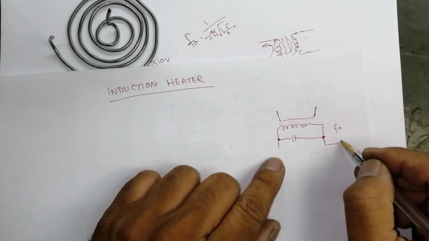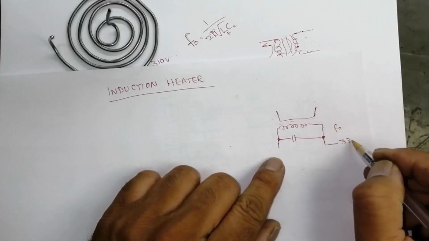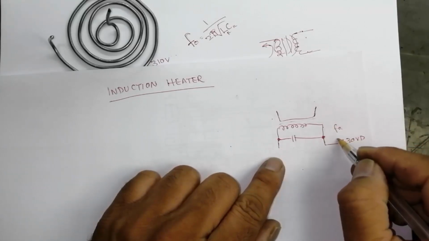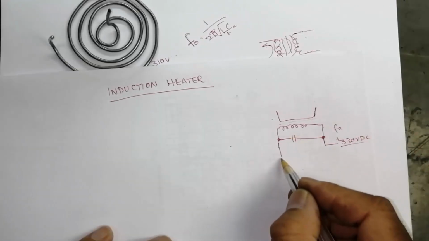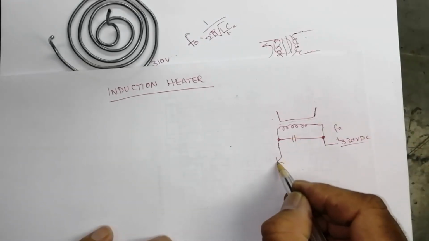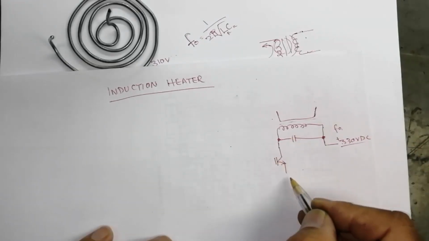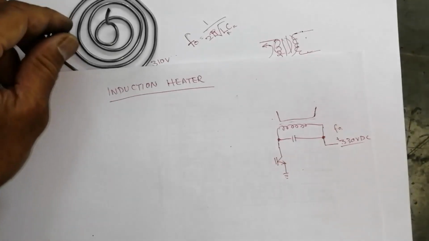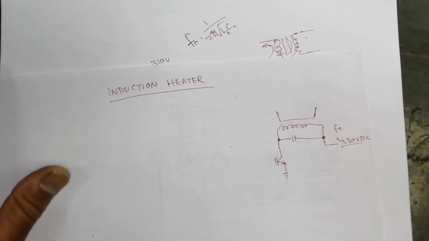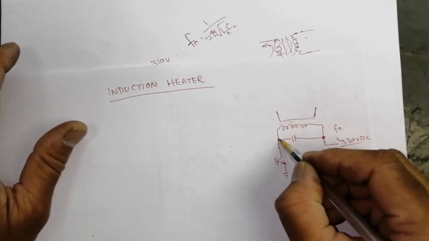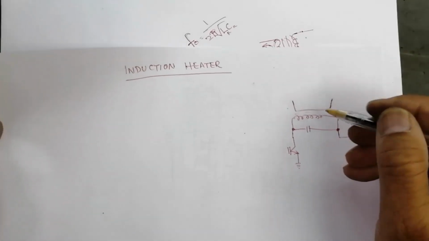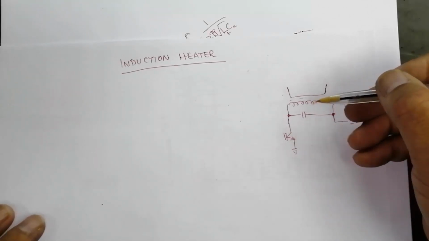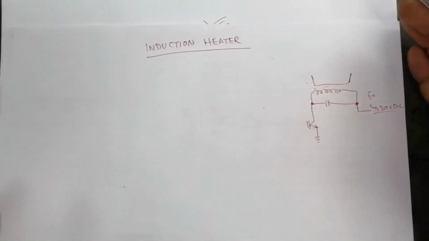So here we apply 330 volt DC positive. This side is connected to the IGBT and it is ground. So our first point, this capacitor and this inductor will make a tank circuit.